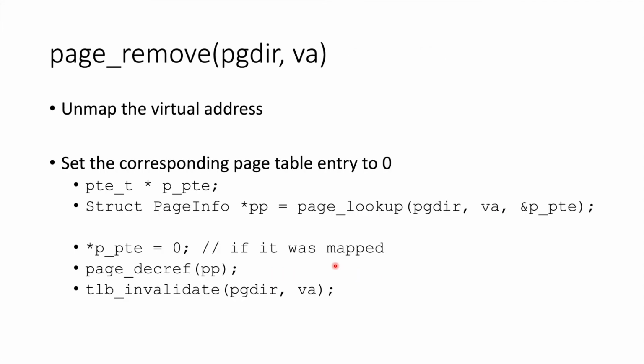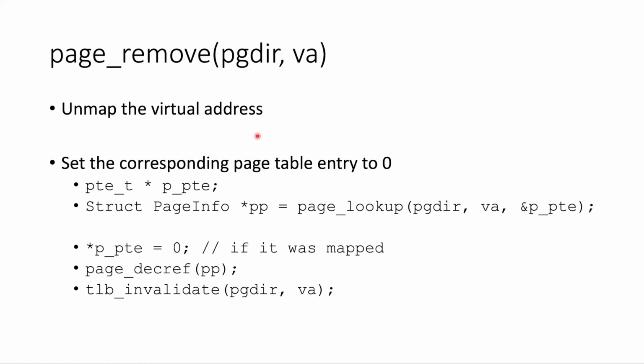And next is the page remove function. What it does is that it releases a virtual to physical address mapping at the virtual address VA. So page insert is about creating a mapping, but page remove is about removing a mapping.